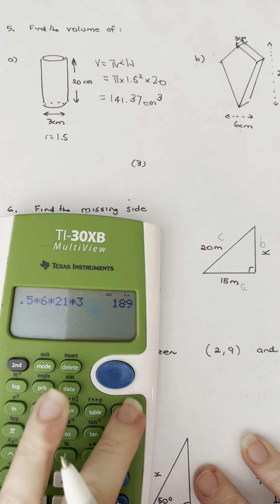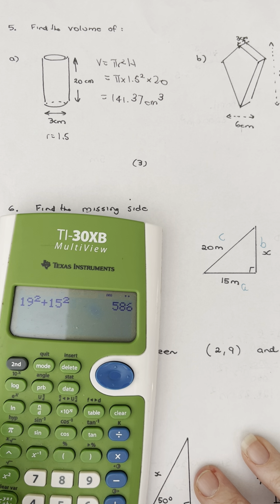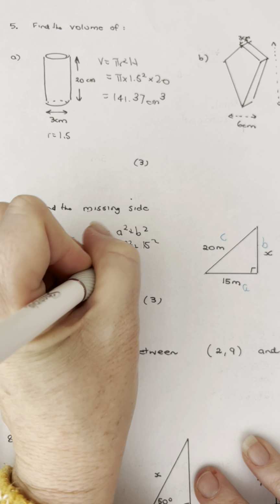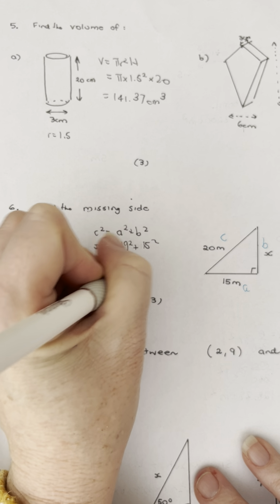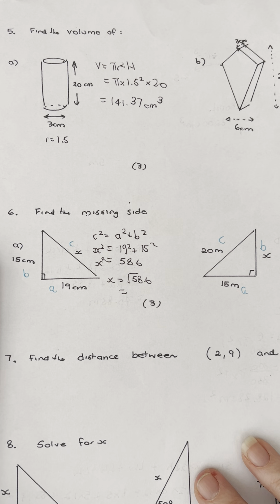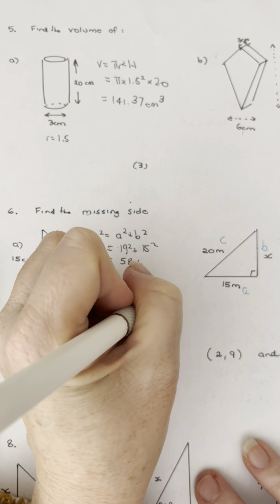So I'll grab my calculator. 19 squared plus 15 squared is going to give me 586. So my x squared is 586. So my x is going to be the square root of 586. And that gives me 24.2. And that will be centimetres.